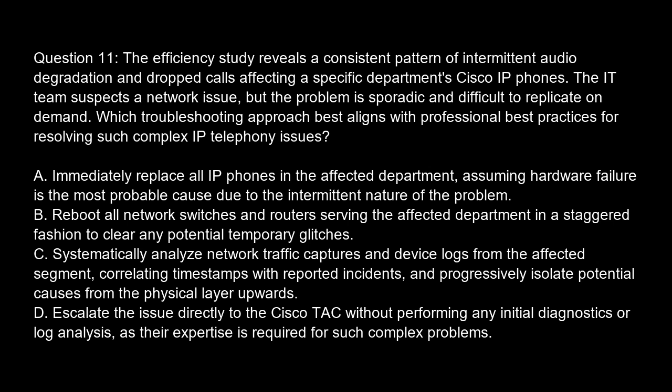Option B. Reboot all network switches and routers serving the affected department in a staggered fashion to clear any potential temporary glitches. Option C. Systematically analyze network traffic captures and device logs from the affected segment, correlating timestamps with reported incidents, and progressively isolate potential causes from the physical layer upwards. Option D. Escalate the issue directly to the Cisco TAC without performing any initial diagnostics or log analysis, as their expertise is required for such complex problems.